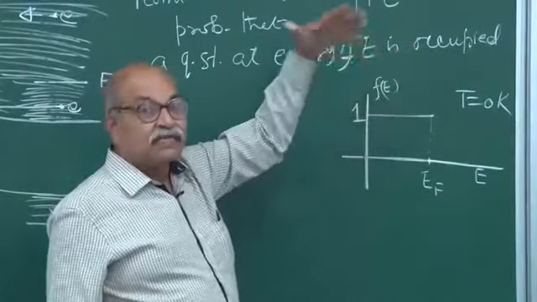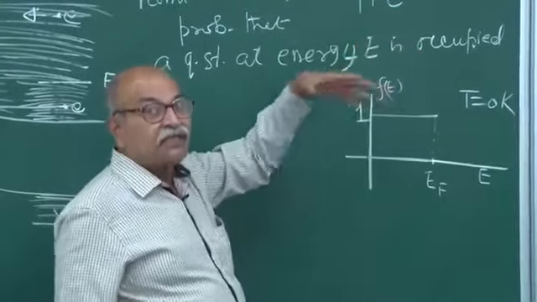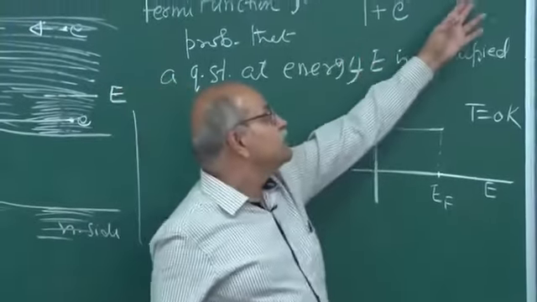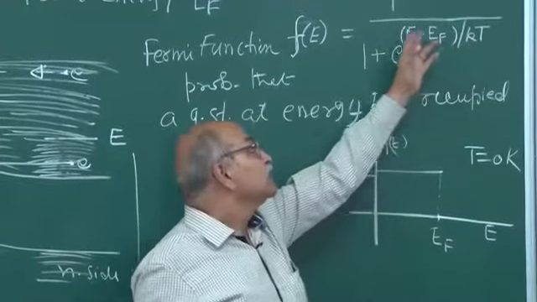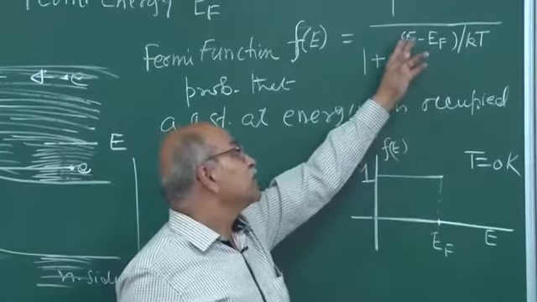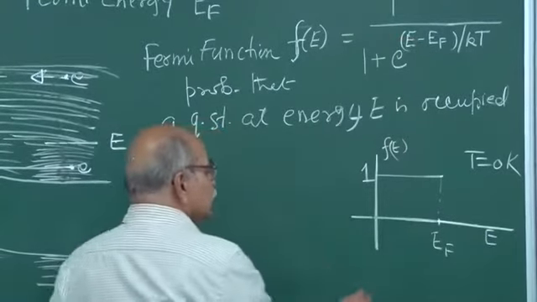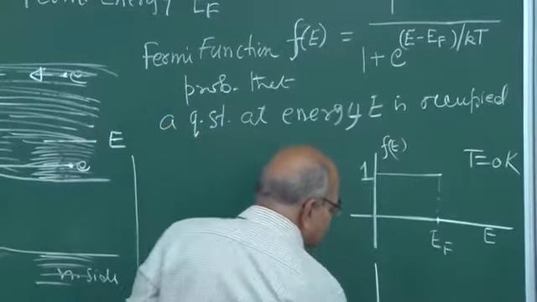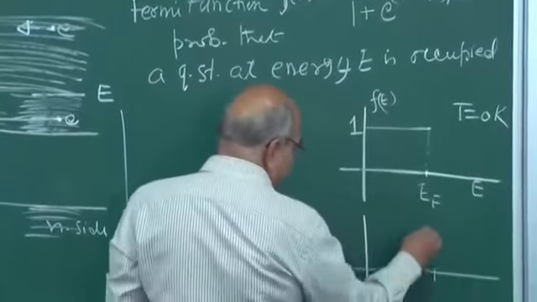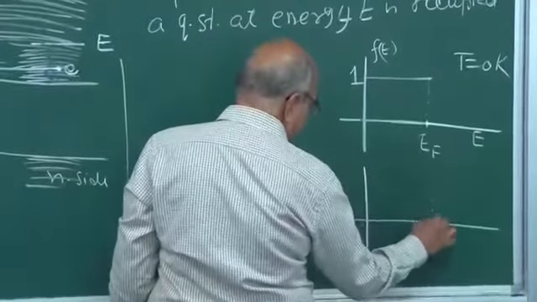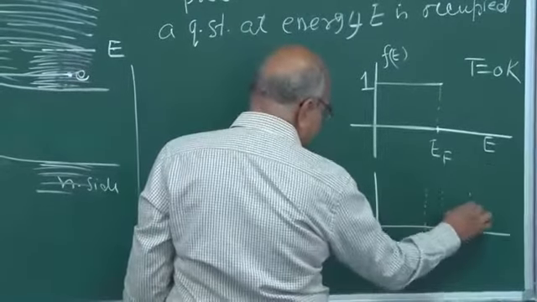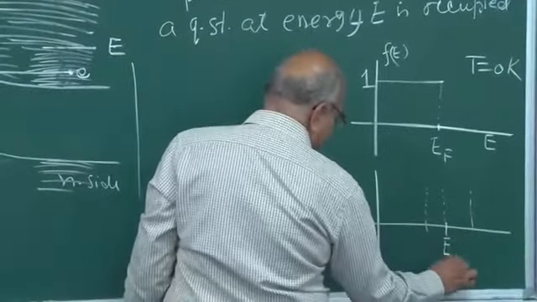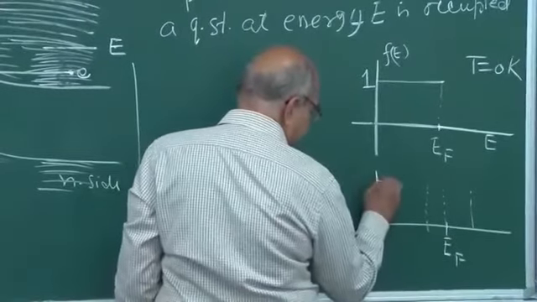But if you raise the temperature, if you come to say room temperature where kT is 0.026 electron volts, and then you have some EF and at some energy you are asking, what will happen? This gets modified, but still the modification is close to this EF only. So if this is EF, then the function looks like this.